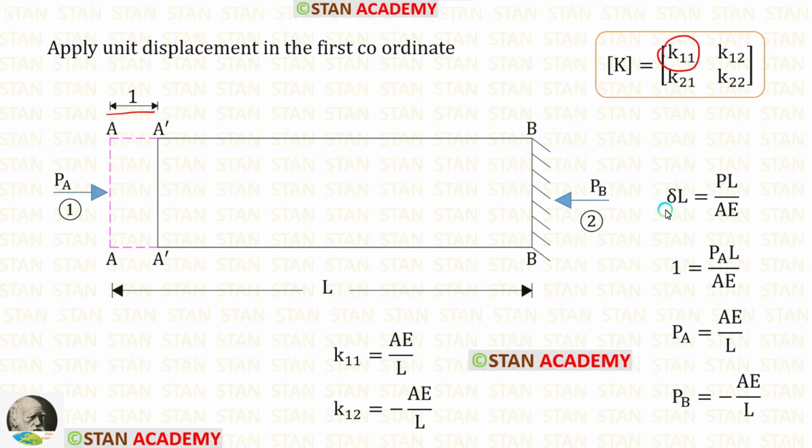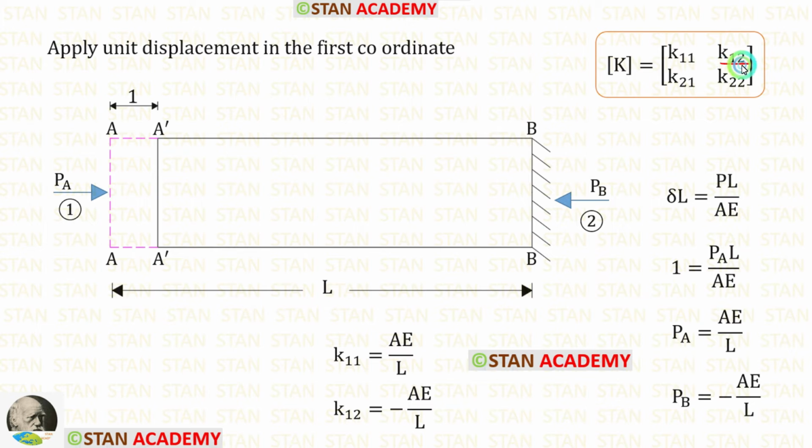We know the formula for the change in length, PL upon AE. Here we applied unit change in length, so delta L is 1 and the load is PA. Let us take L upon AE to the other side, so it will come inversely. So for the load PA, we are getting AE upon L. For this unit change in length, this load should be acting towards the right side. We have kept our coordinate towards the right side. So the load PA will be positive.